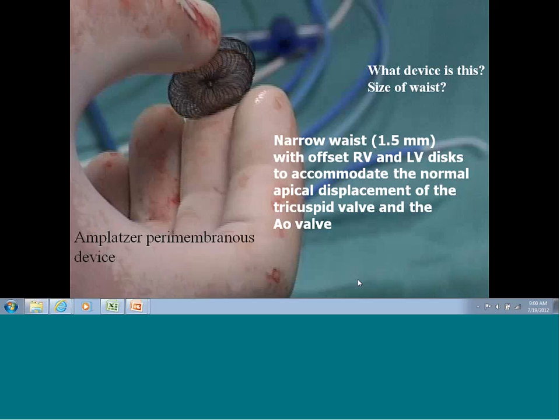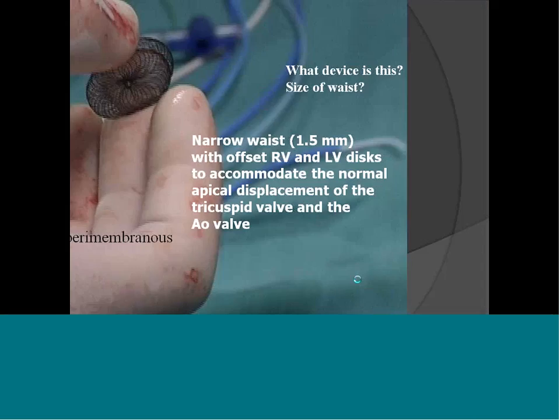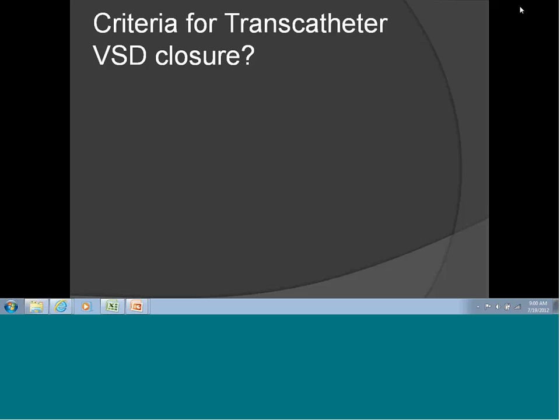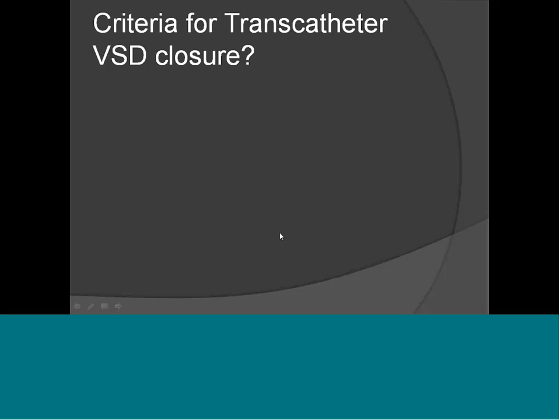Okay. So what are your criteria for transcatheter VSD closure? Which patients are suitable for VSD device? Okay. So rims, distance from aortic valve 4 mm. Anything else? So what about weight? Could you do a device in a 2 kilo baby? Right? So there are some weight cutoffs.